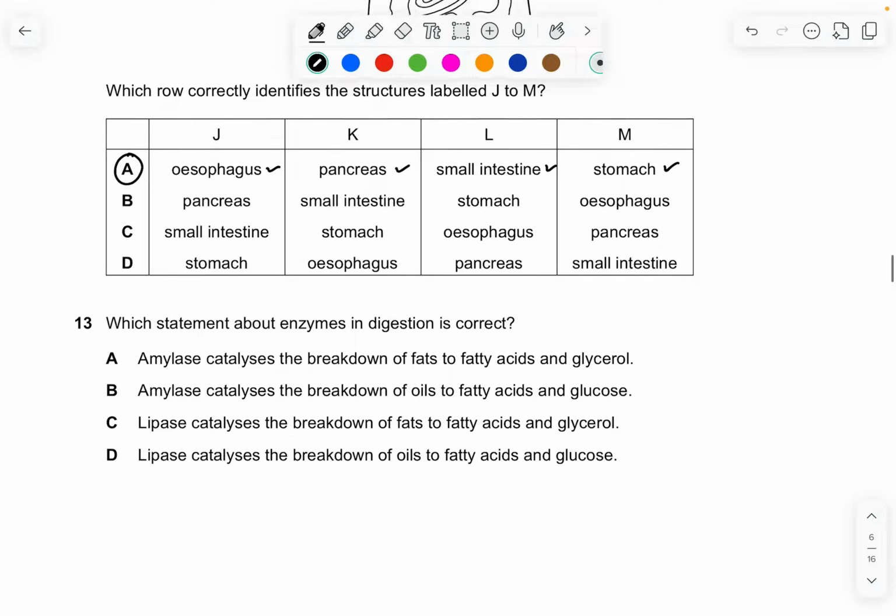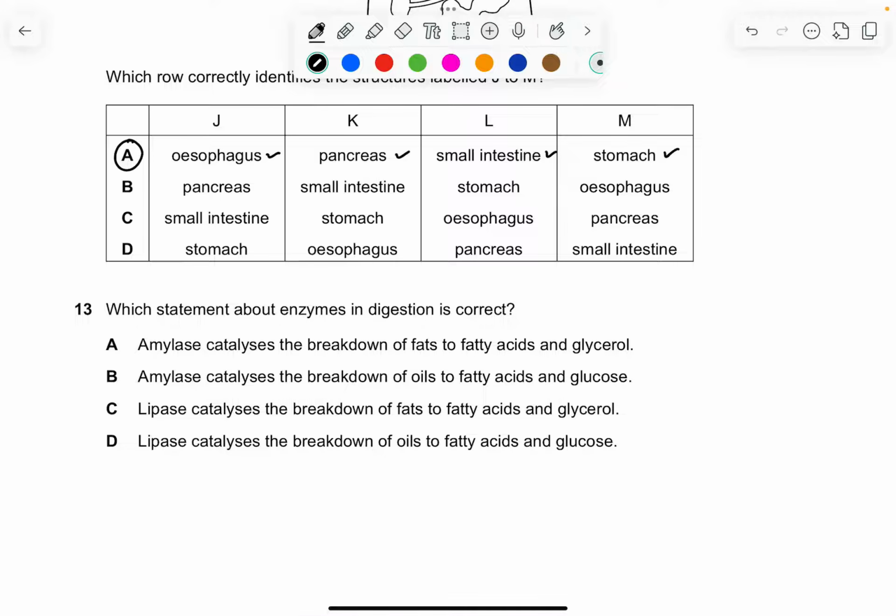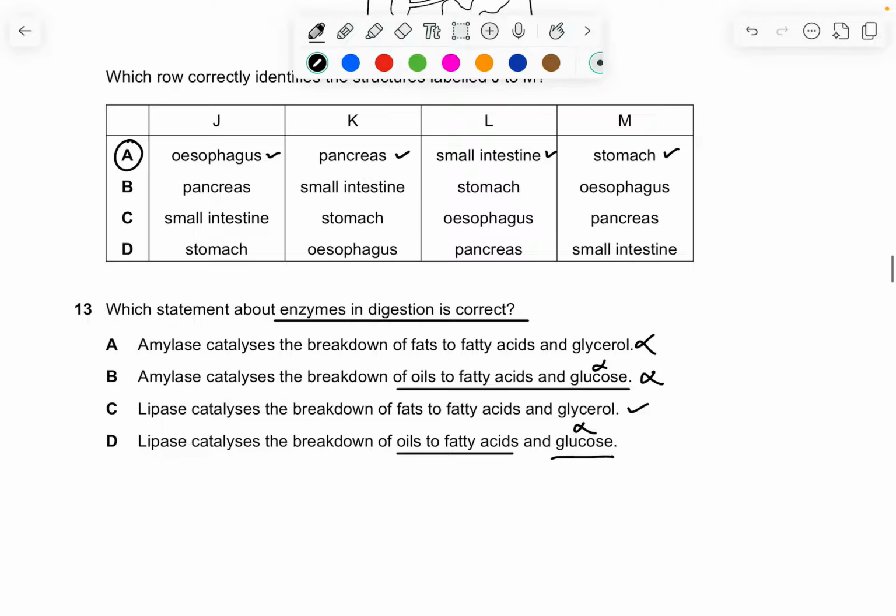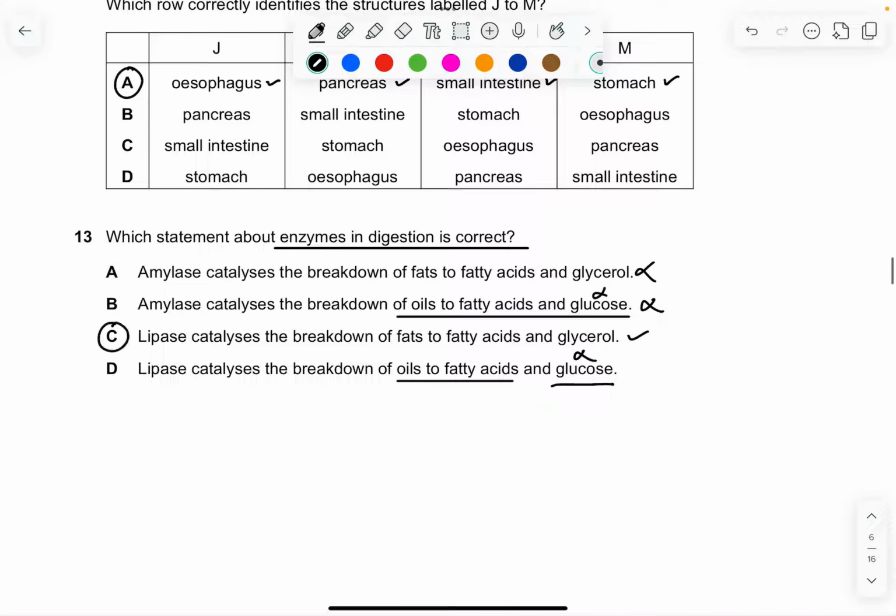Alright, question 13. Which statement about enzymes in digestion is correct? Amylase catalyzes the breakdown of fats to fatty acids and glycerol. Amylase does not do anything about fat. That is lipase's job. So this is wrong. This is also wrong because oil to fatty acid is wrong, and glucose is also incorrect. Lipase catalyzes the breakdown of fats to fatty acids and glycerol. This sounds correct. Lipase catalyzes the breakdown of oils to fatty acid and glucose. This part is correct, but this one is wrong. It should be glycerol. So the answer is C.